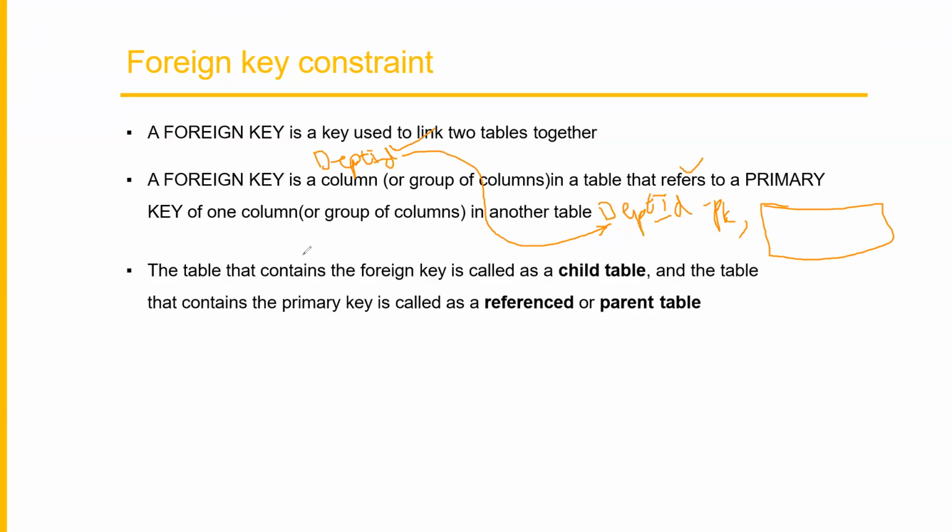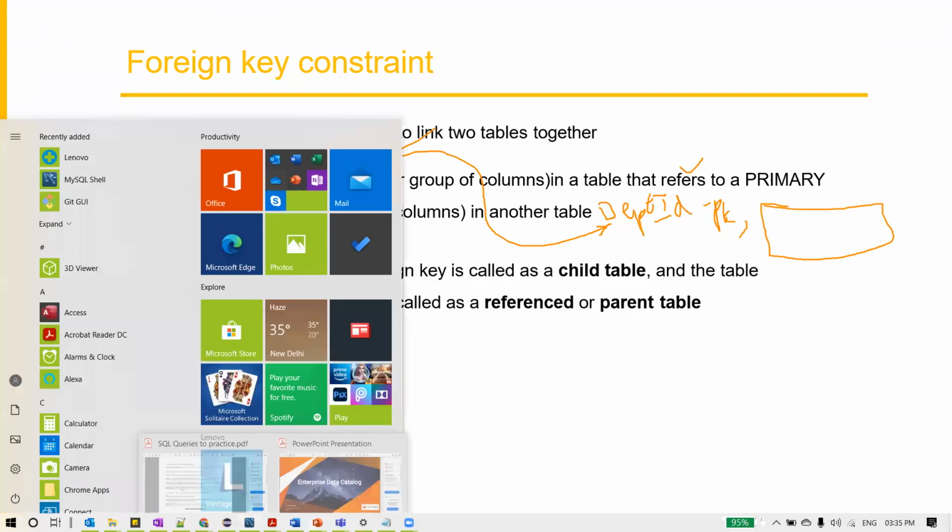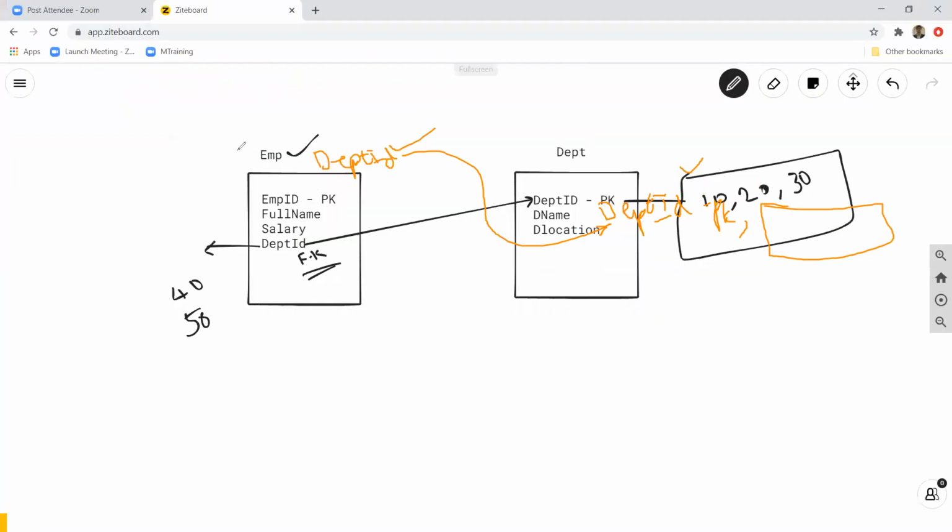That is one thing. And you can see the table that contains the foreign key is called the child table. In our example, wherever you have defined a foreign key, this will be called the child table. And whichever table has the primary key that is referenced by some other foreign key will be called the parent table. You need to remember this terminology.